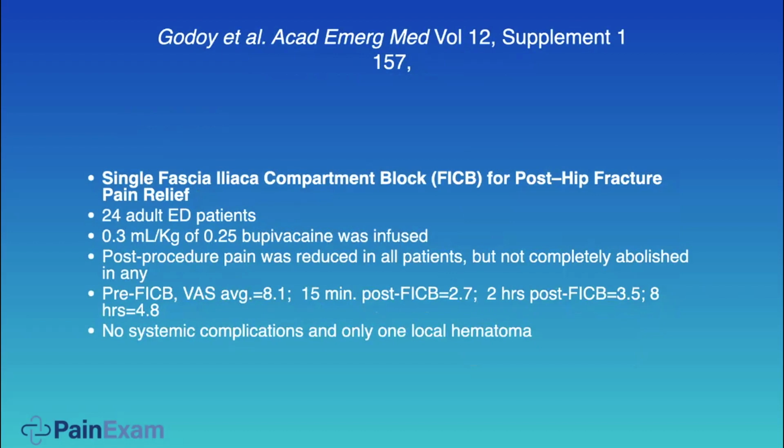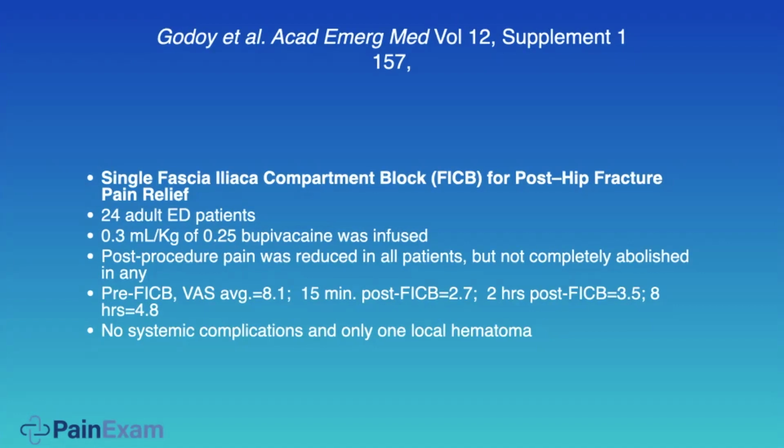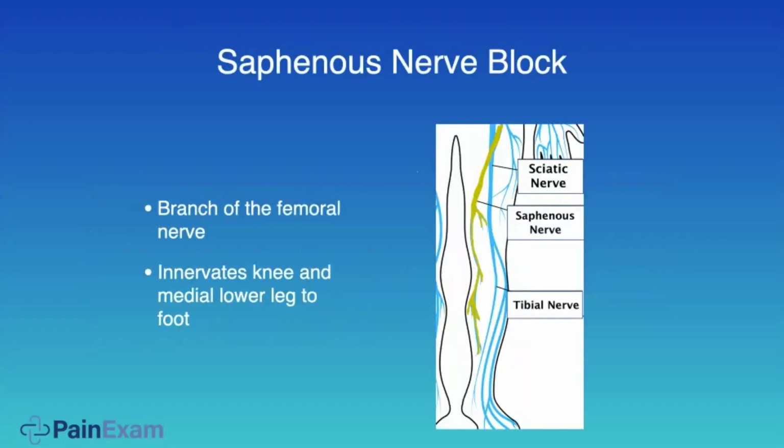We did a multi-center study a few years ago where the ED was taking patients who had hip fractures and anesthetizing them with a fascia iliaca block in the ER, followed by the anesthesia team placing a femoral catheter, and we would follow these patients. And the post-procedure pain was reduced in all the patients. It wasn't completely abolished. There were no complications, and we were able to reduce the morphine these patients took.